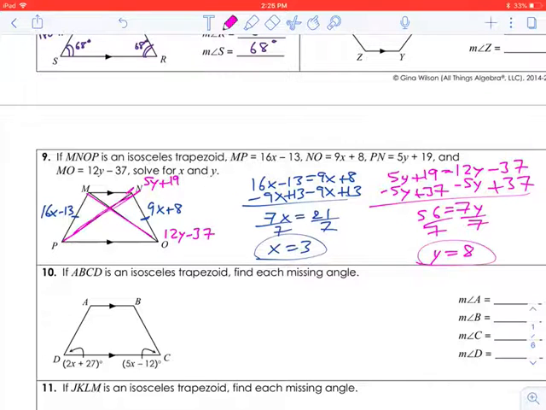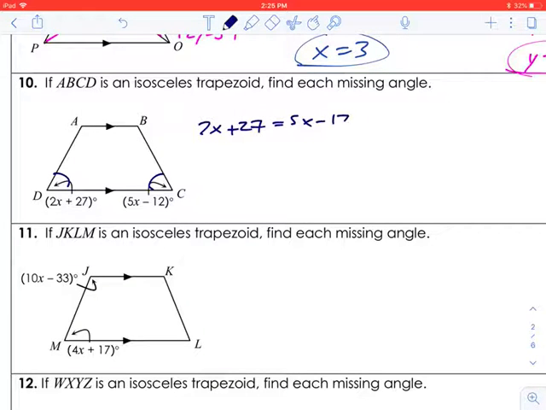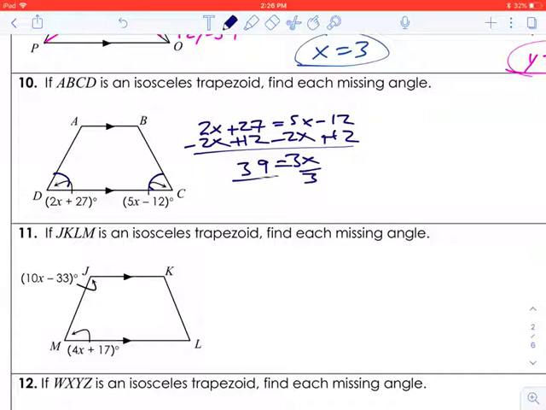And there we are. Okay, so kind of the same deal here. With 10 and 11, we're just going to set these up. We'll do them. So number 10, these are base angles of an isosceles trapezoid, which means those are congruent. So 2x plus 27 equals 5x minus 12. Okay, so I'm going to subtract 2x to get it on the same side. That gives me 3x. I'm going to add 12 to the other side, which gives me 39. Divide by 3 on both sides, I get 13.